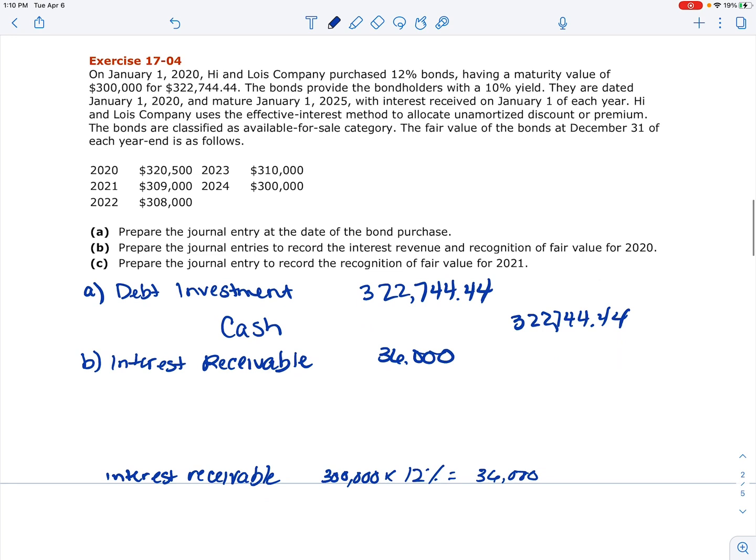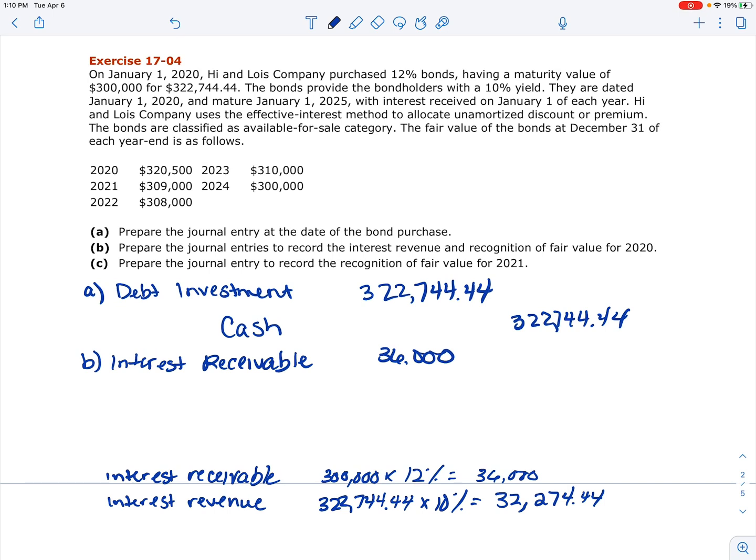The interest revenue that they're going to record is going to be based on the fair value, the $322,744, times that yield rate, which is 32,274.